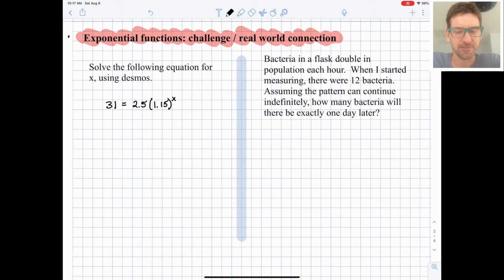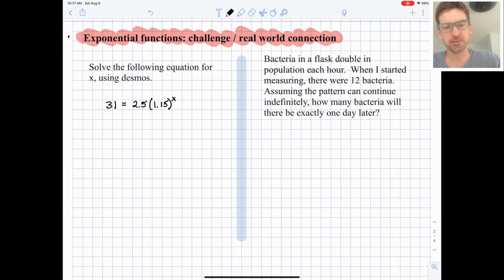I want to do a little bit of work by hand first, but this is actually an example, maybe the first one you've seen, of the exponent being the unknown that we need to solve for. And we don't have any great tools to do that right now. In Algebra 2, you'll learn logarithms, which will help you solve for these with a regular old scientific calculator. But for now, we need to use Desmos to solve.